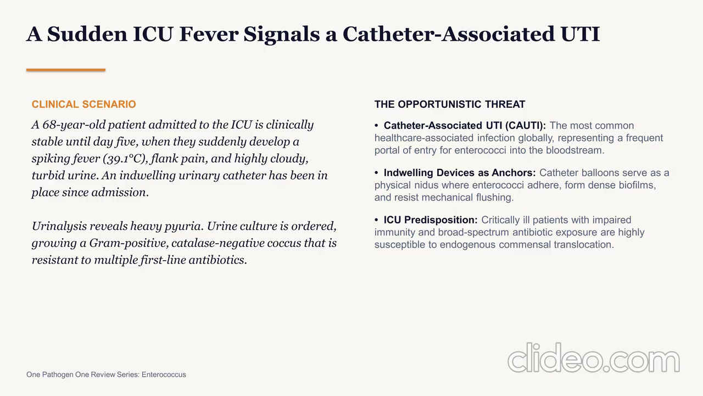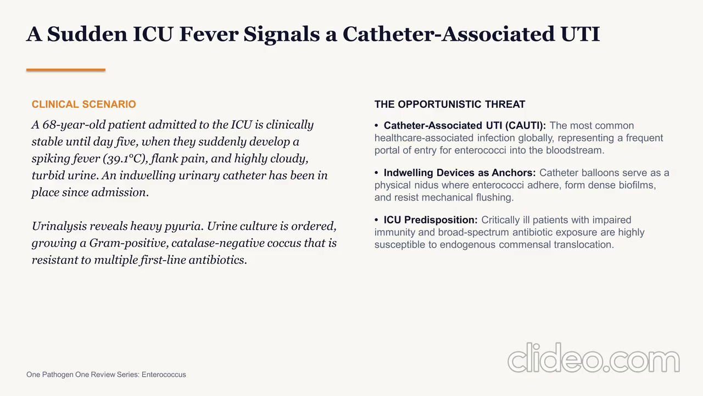Indwelling devices act as physical anchors, where catheter balloons serve as a physical nidus for Enterococci to adhere, form dense biofilms, and resist mechanical flushing. Critically ill patients in the ICU, experiencing impaired immunity and broad-spectrum antibiotic exposure, are highly susceptible to this endogenous commensal translocation. Morphology. Under microscopic examination, Enterococci are classified as gram-positive, oval-shaped cocci.